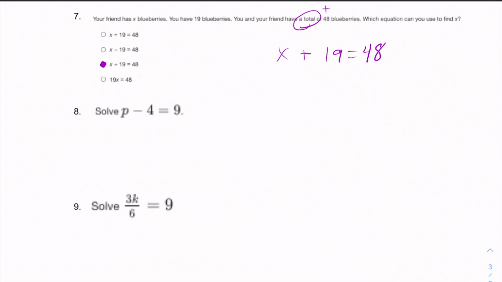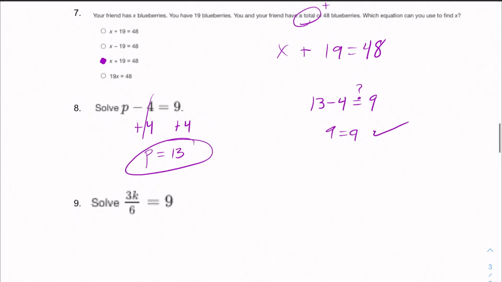Number 8, solve p minus 4 equals 9. Again, inverse operations is what I need. So we got the minus 4 with the p, so we need to do plus 4. That goes away, so we have p equals 13. To check our work, 13 minus 4, does that equal 9? Yeah, it does. 9 equals 9. Check. So that means that's the solution.